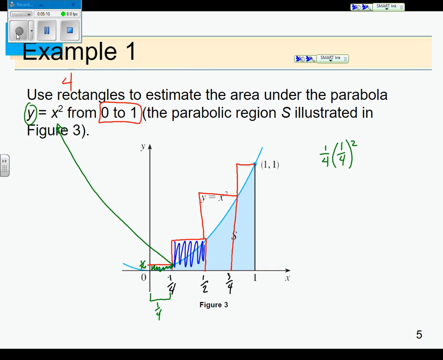Again, a lot of people will say, well, the width of this one's 1/2. I disagree. The width of this one is still going to be 1/4. Remember, I tried to divvy this up so that everything has a uniform width on it.